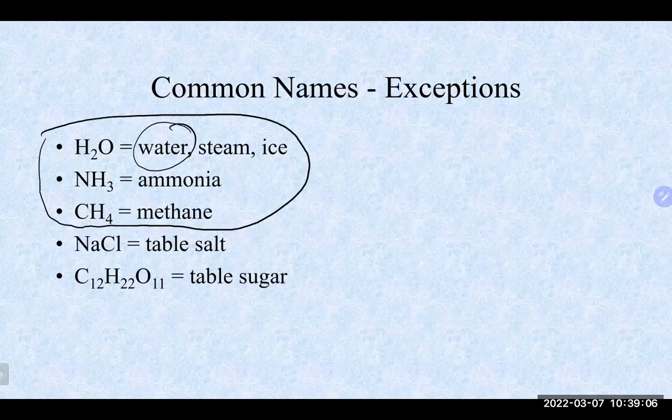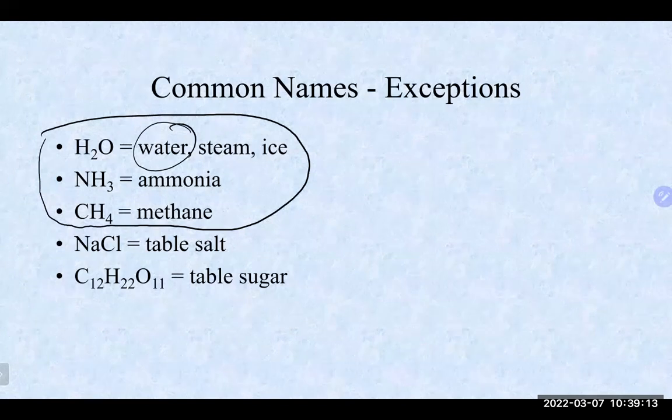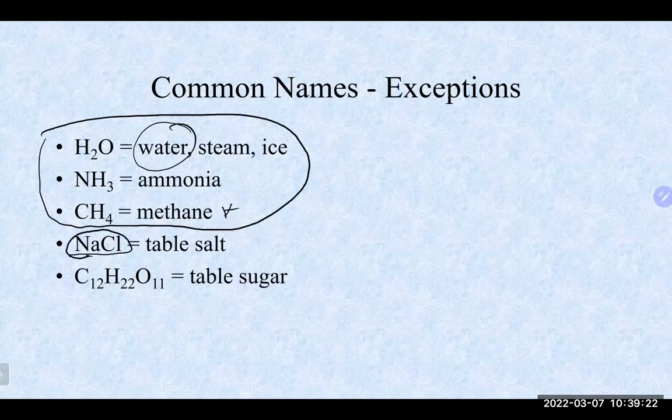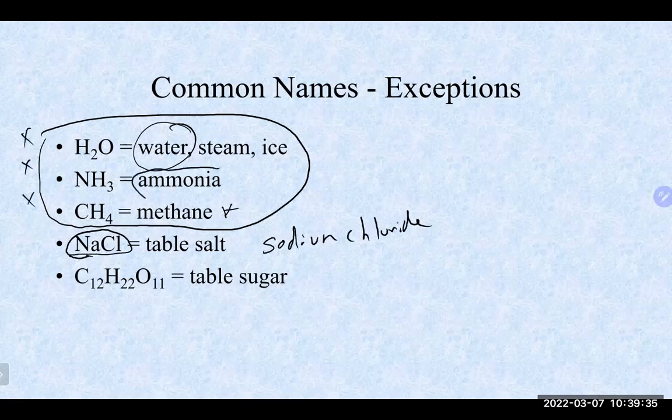NH3 is what is known as ammonia. It's a weak base. And CH4 is the simplest organic guy you could have, and that is known as methane. It's like the stuff that comes out when we light the Bunsen burner. Truthfully, most people don't really call this table salt. Most people still refer to it by its proper name, which is sodium chloride, and table sugar. So I would say for us, definitely these three here, you should always go by the common names: water, ammonia, and methane for sure here.